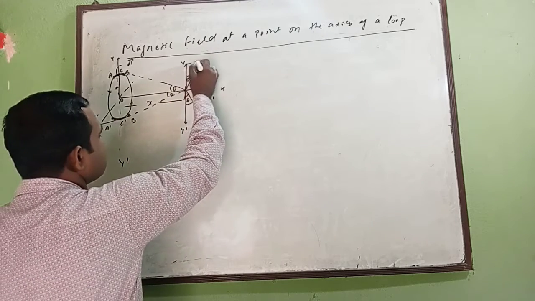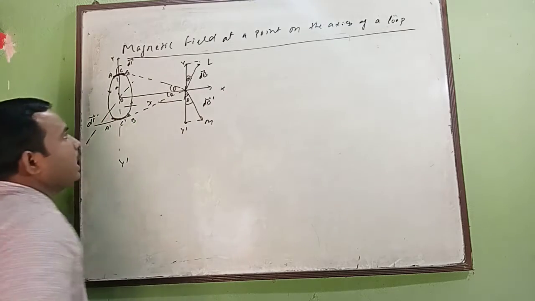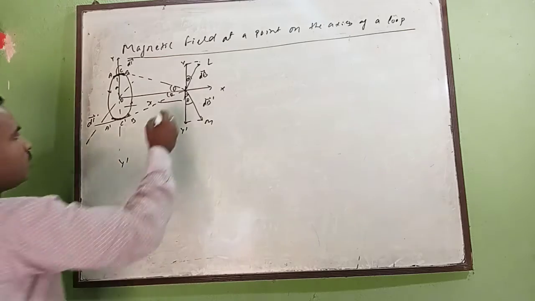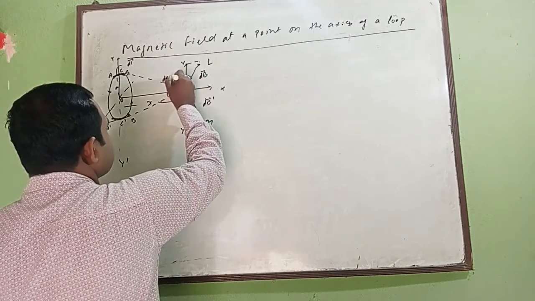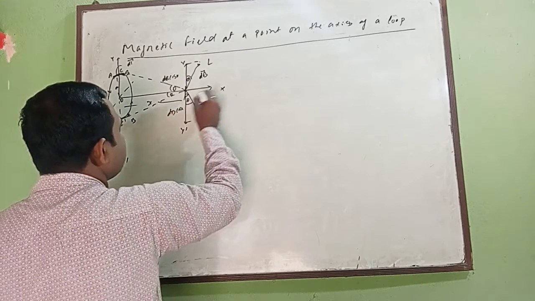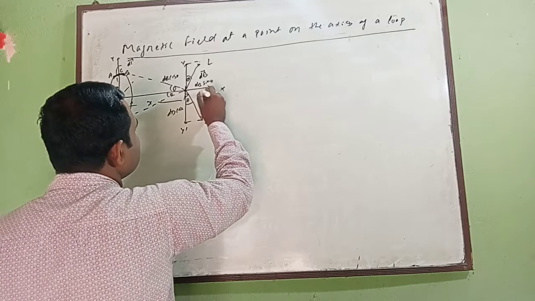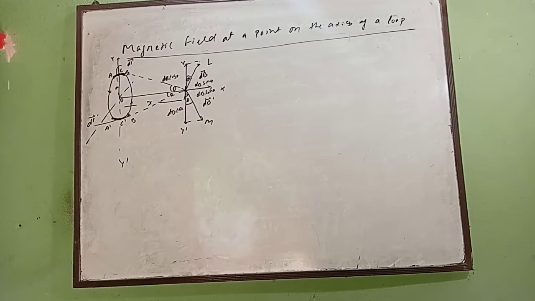So you can join here, and here also. Suppose that this is M, and this is L. The components you can also give. So this will be dB cos theta, and here will also be dB cos theta. And here will be dB sin theta, and here also dB sin theta. So the components you can also write.